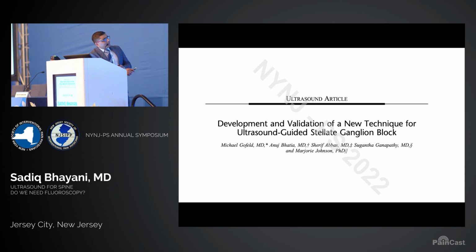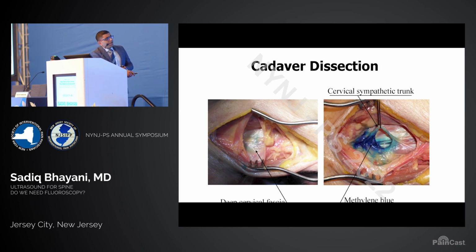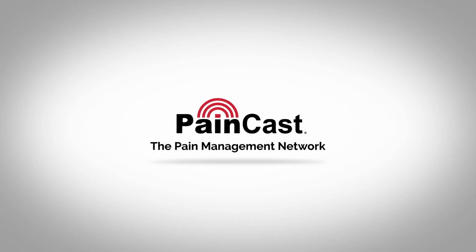Now, this was basically a validation study that was done by my very good friend and my mentor, Anuj Bhatia and Mike Gofeld in Toronto. And what they did, they used ultrasound and they injected a methylene blue dye and they dissected the cadaver. And they saw a nice spread of the methylene blue around the cervical sympathetic chain.